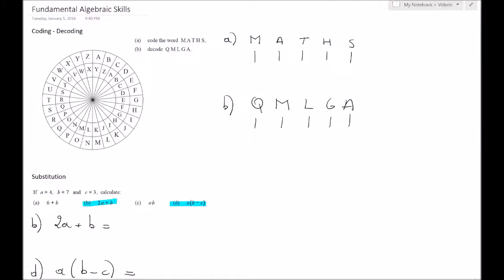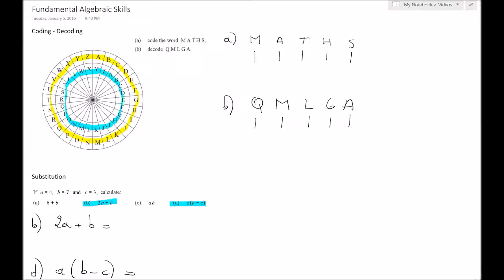In this video, we're going to go over the 4 fundamental algebraic skills. The first one is coding and decoding. In this exercise, we're going to use a code wheel. As you can see, there's an outside circle of letters, so that's going to be the yellow ones. And there's an inside circle of letters, and that's going to be the blue ones.